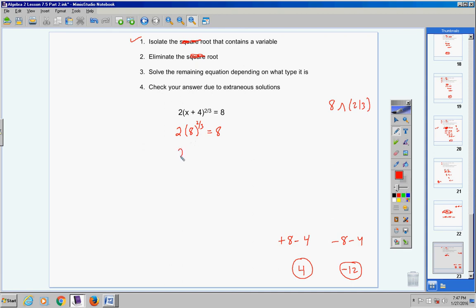So now I have 2 times 4, because this whole thing right here equals 4, and 2 times 4 is 8. Excellent, this answer checks. Now let's check negative 12, okay? So negative 12, here we go.